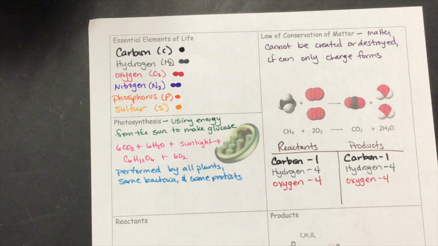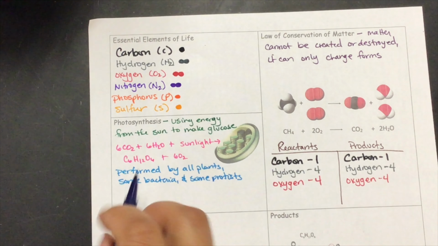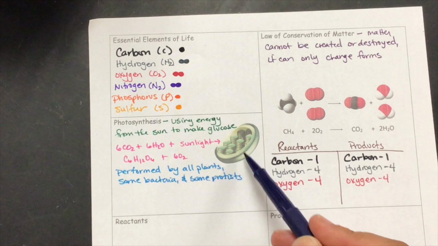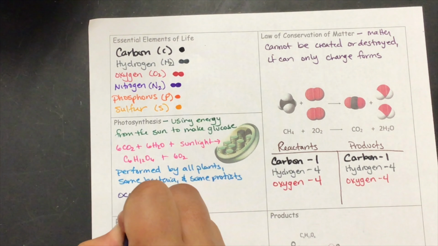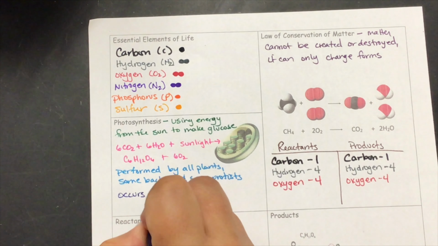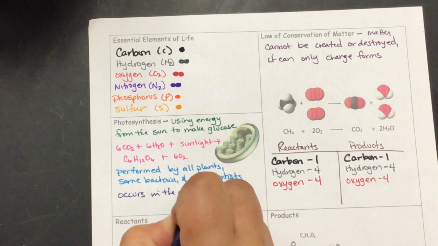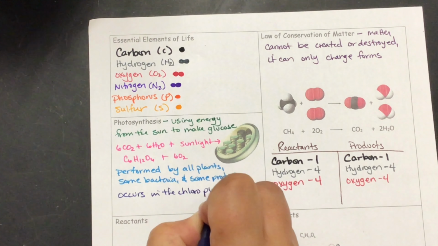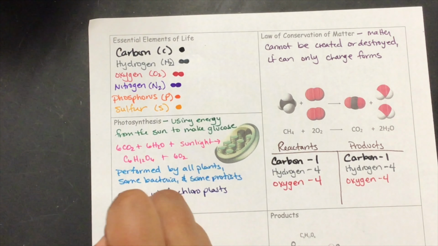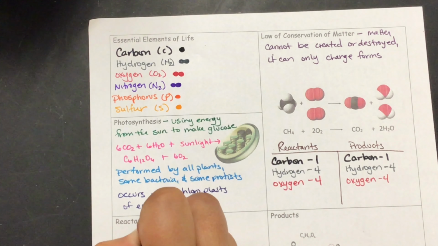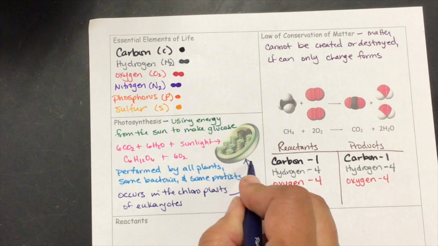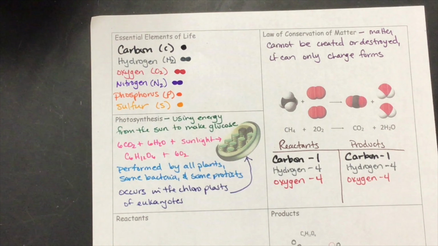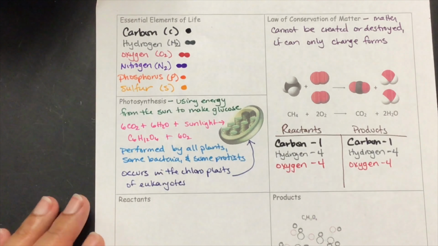So where does photosynthesis happen? It occurs in the chloroplasts of eukaryotes, specifically of the plants. Okay, so we're going to put: occurs in the chloroplast of eukaryotes. All right, and I'm going to draw a little arrow here because that's what I'm talking about. Those are my chloroplasts. That's what they look like. All right.